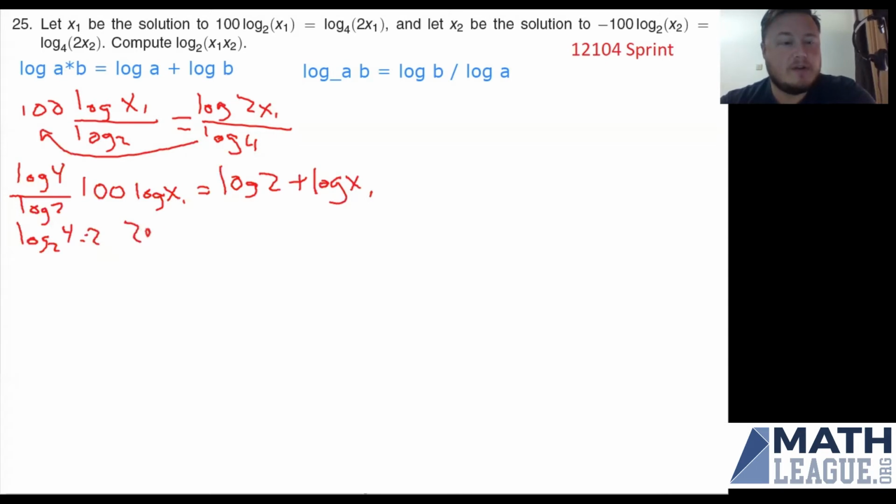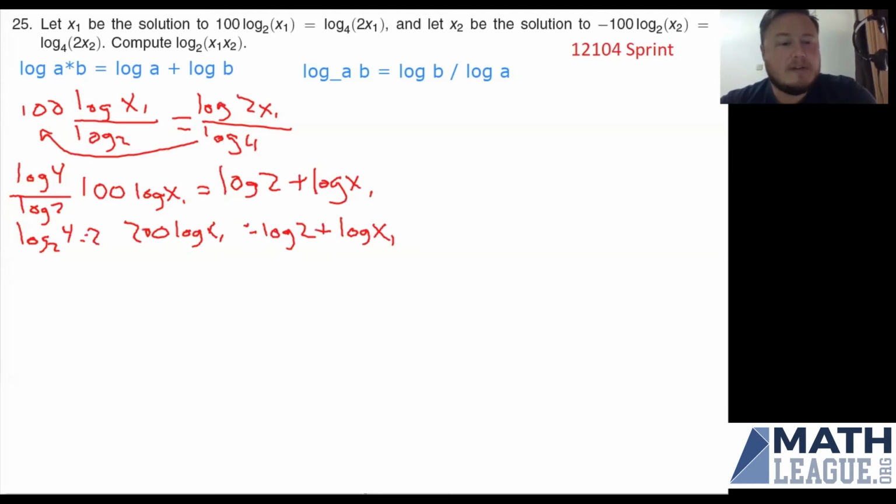So that's 200 log x1 equals log of 2 plus log of x1. Now, look at the log of x1s that we have. I have 200 of them on the left-hand side and one of them on the right-hand side.